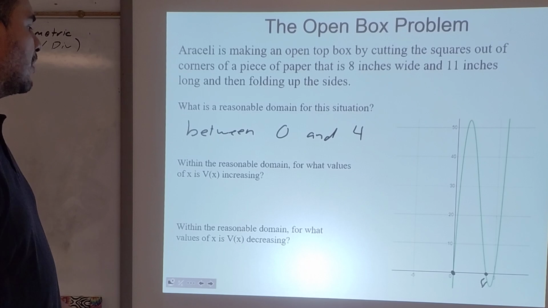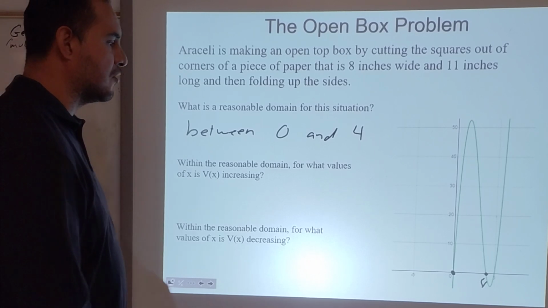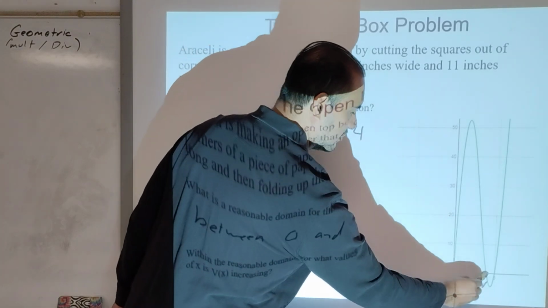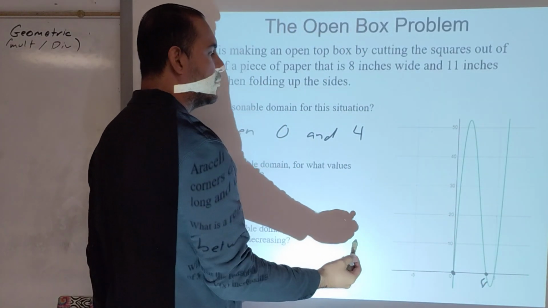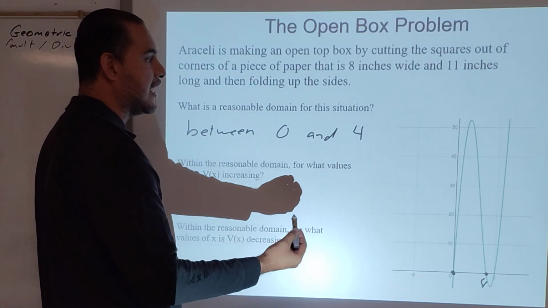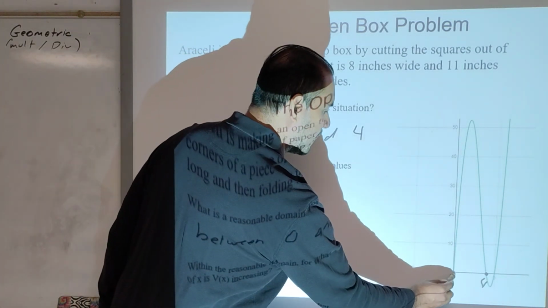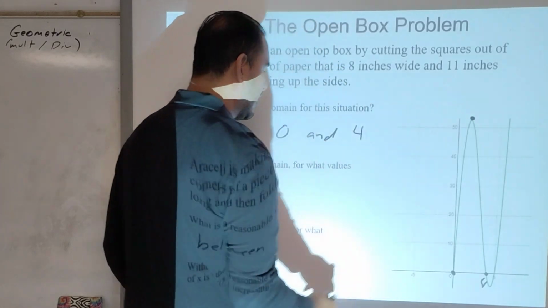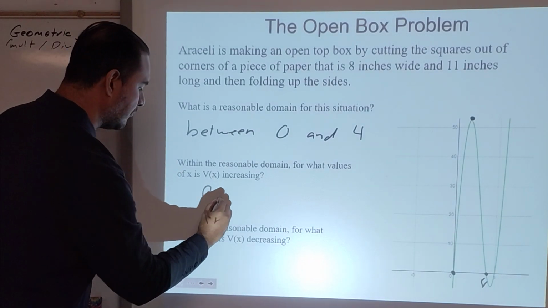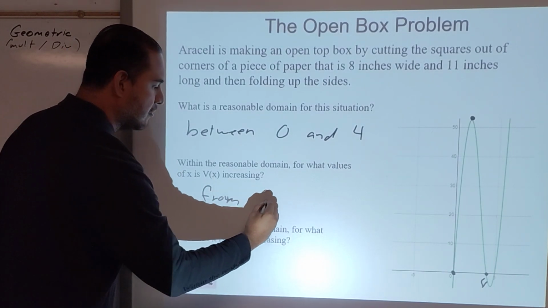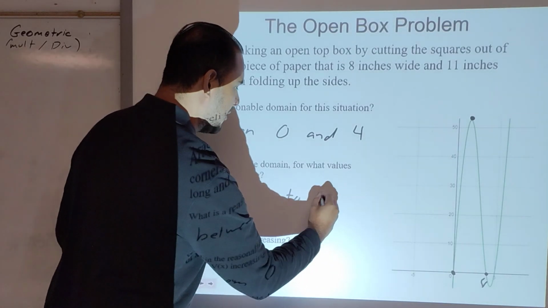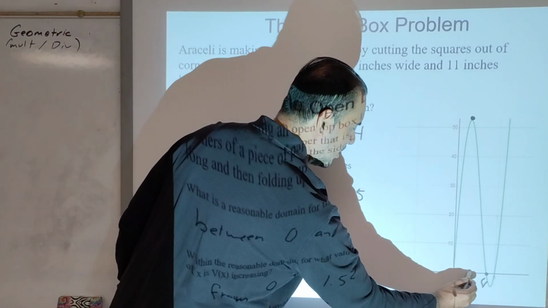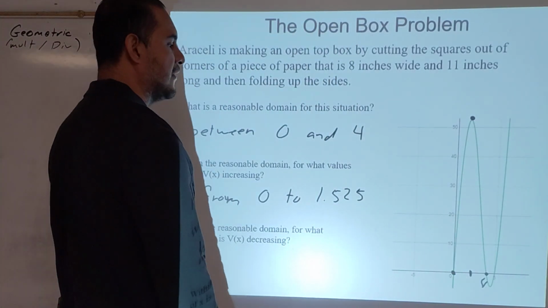Within the reasonable domain, for what values of x is V of x increasing? So we notice here, between here and the 4, right here at the end. For what values of x is the function increasing? Well, we're increasing from here all the way to here. To that maximum point, we are increasing. So that would be from 0 to 1.525, which was the x coordinate of the maximum point. From here to here, the graph is increasing.